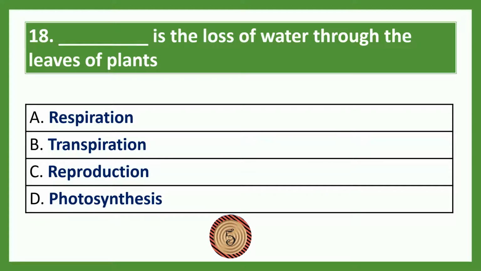Dash is the loss of water through the leaves of plants. Option A respiration, option B transpiration, option C reproduction, option D photosynthesis. The answer is option B transpiration. Transpiration is the loss of water through the leaves of plants.